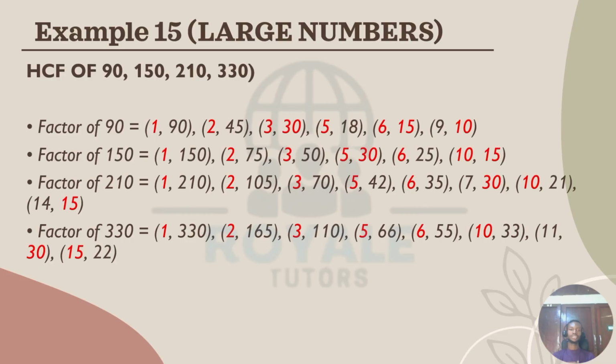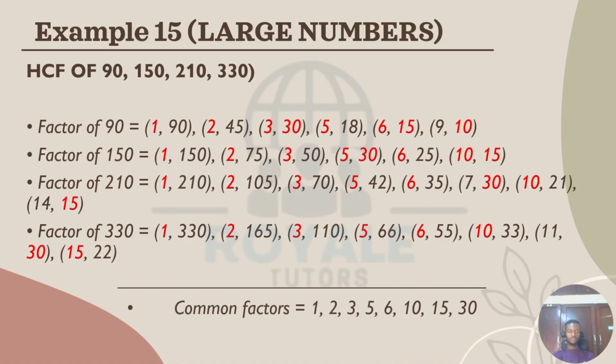Now, what are the factors that they have in common? You can see them painted in red. So the factors that they have in common include 1, 2, 3, 5, 6, 10, 15, and 30. And the highest of them, that is the biggest of them, is 30.